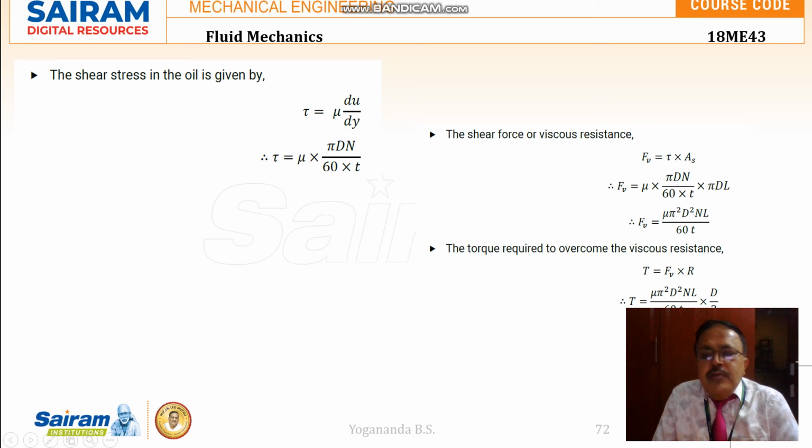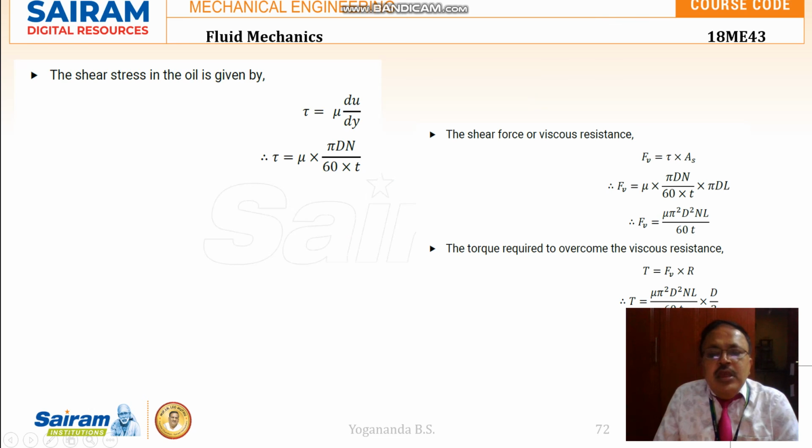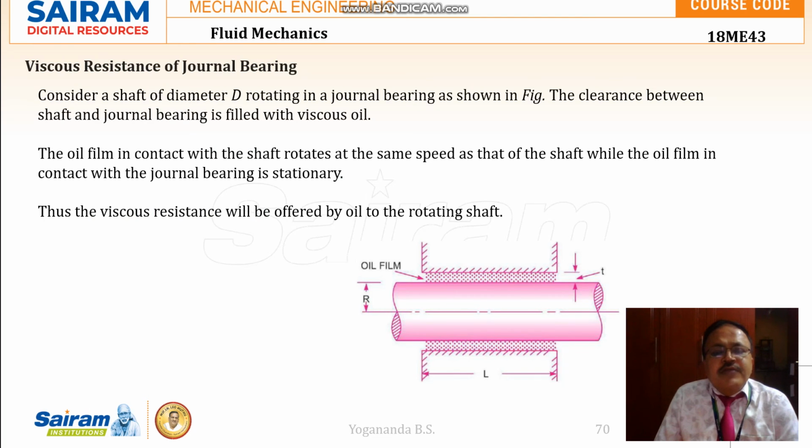Now the torque required to overcome the resistance of viscosity, T, is equal to shear force into radius, because torque is nothing but twisting moment, the product of force into distance. We know the shear force and the radius, D by 2, so we get the torque required to overcome the viscous resistance. The power absorbed in overcoming this viscous resistance, P, is equal to 2 pi N T by 60. Substitute T and simplify to get the power required in overcoming the viscous resistance in case of journal bearing. So that is viscous resistance of journal bearing.